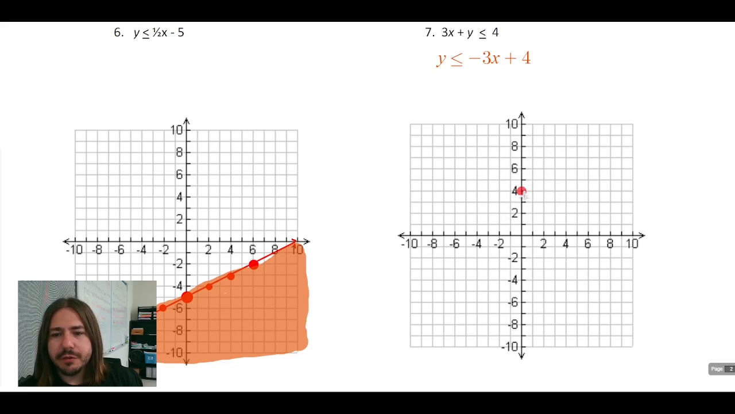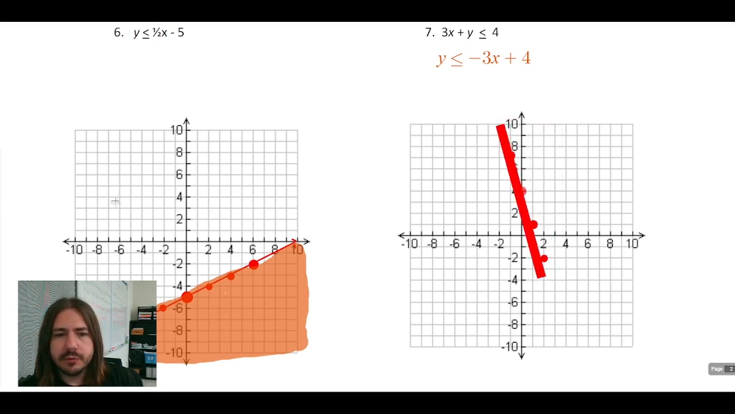And the slope is -3, so I'm going to go down 3 over 1. Again, we're doing closed dots here because of the equal to. I want to indicate that the points on the line are solutions in addition to that shaded region.